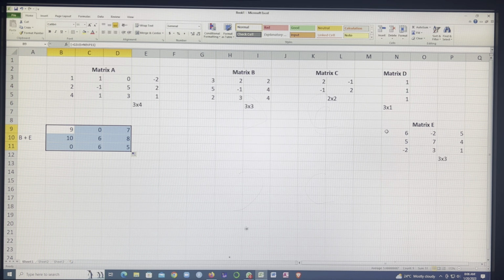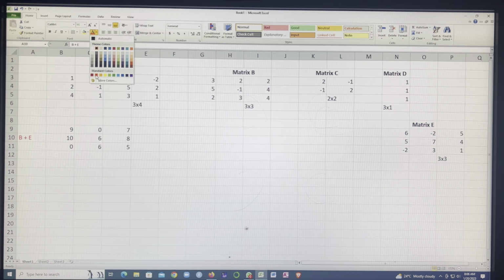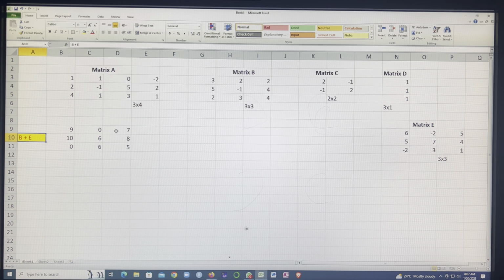So you see, 3 plus 6 is 9. 2 minus 2 is 0. 2 plus 5 is 7. 5 plus 5 is 10, and so forth. So this is the sum of this matrix plus this matrix. Let's say I highlight this portion. Okay, highlight the numbers. I can also highlight the entire portion. Okay, so there's the sum of the two matrices.